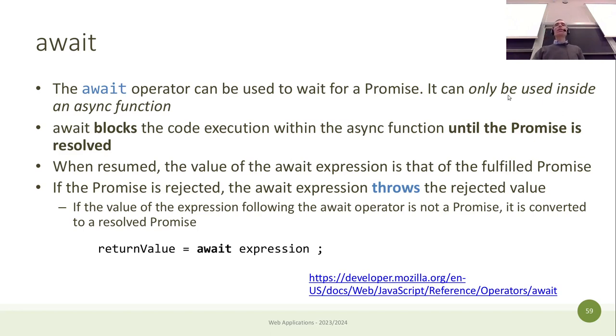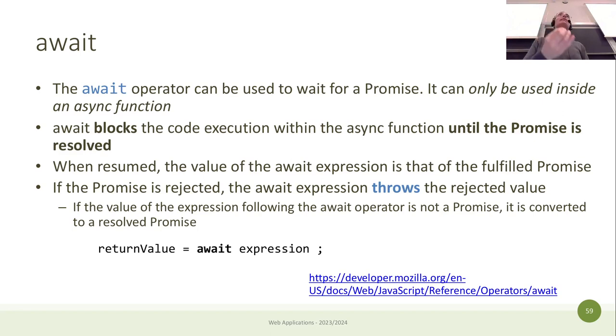Okay, this is just a little warning. Await can only be used inside an async function. So you cannot just await wherever you like. But this is not a big limitation. You open a new function, you define it async, and you can use it. And then you call the async function outside. Await blocks the code execution within the async function until the promise is resolved.